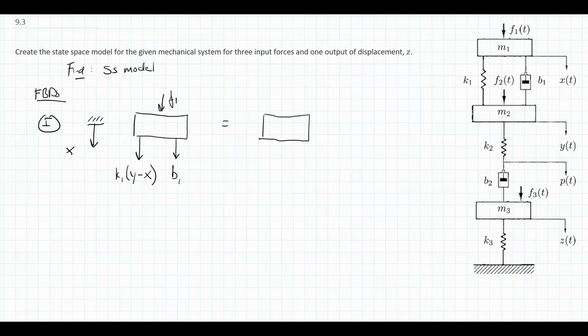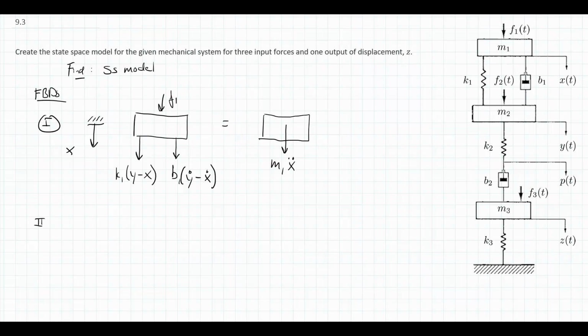And the damper B1 is going to have the same idea here. A positive y velocity will put it into tension, or a negative or upward x velocity. And then its inertia is going to be its mass of m1 times its acceleration of x double dot. And that's the complete free body diagram for the top mass.